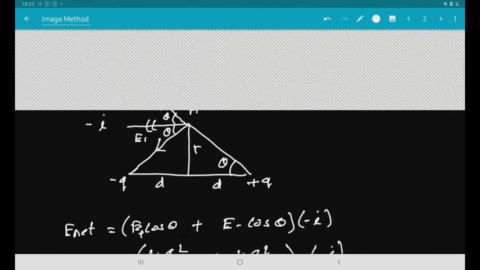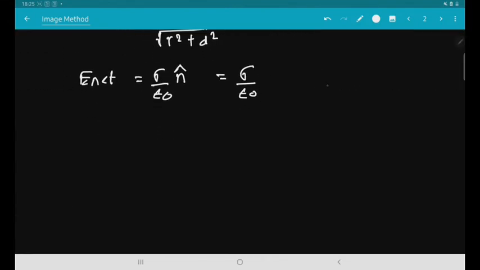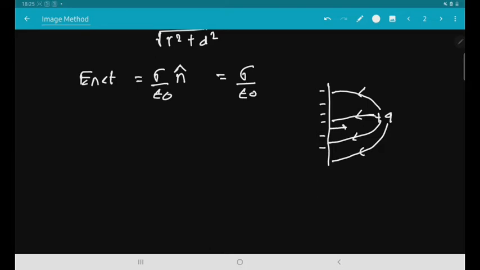And also you can consider that negative charge will be induced on this surface. Negative charge will be induced on the surface, and we have put a positive charge here. So the electric field will be from positive to negative charge. So the n cap will be in this direction, that is the positive i cap direction. So let me write this positive i cap.